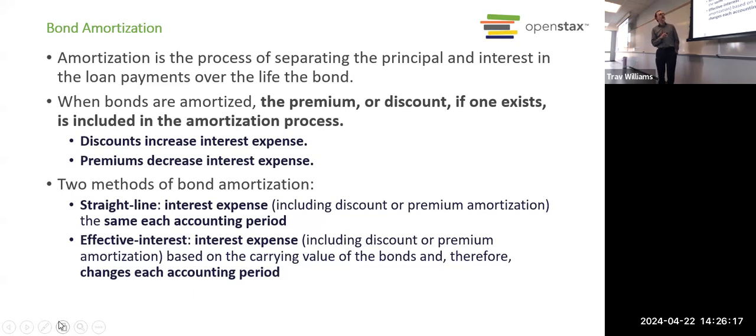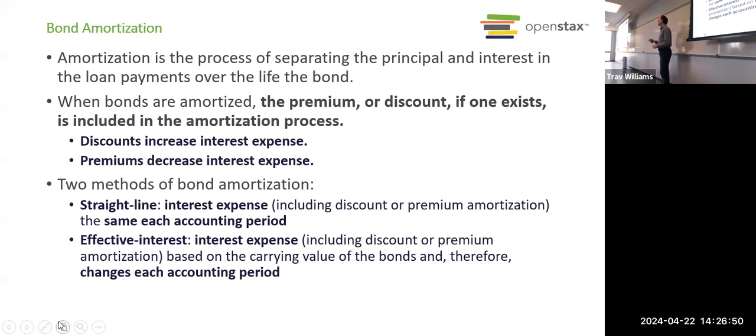But if there is a premium or a discount, you include that in the amortization process. The discount is considered an interest expense. So if I sell a $1,000 bond for $900, I'm saying if you give me 900, I'm going to give you back 1,000, right? So I sold it to you at a discount. That $100 increases the cost of the bond. So that discount increases the interest expense.